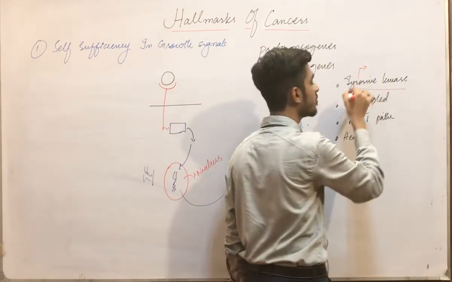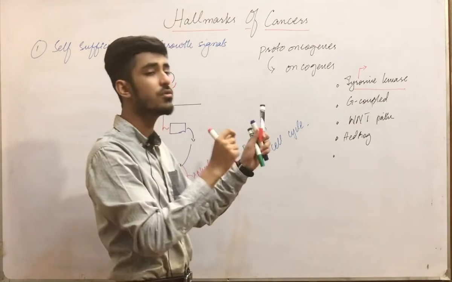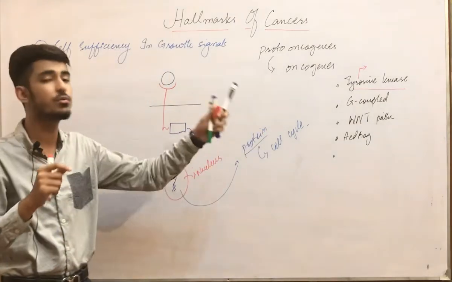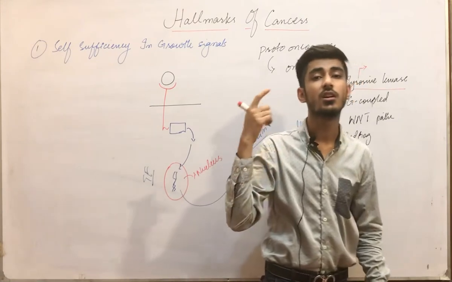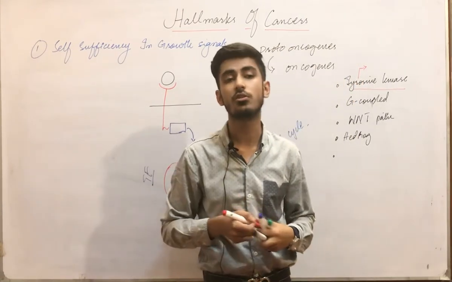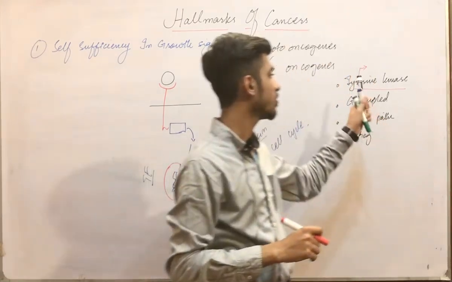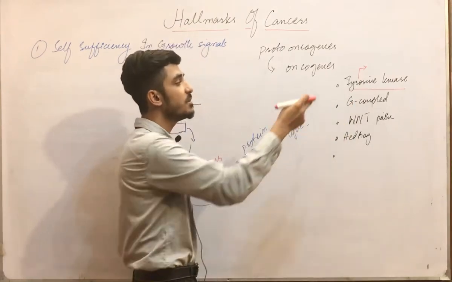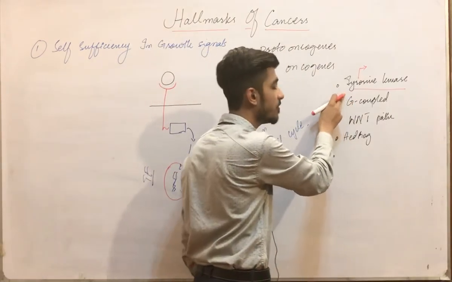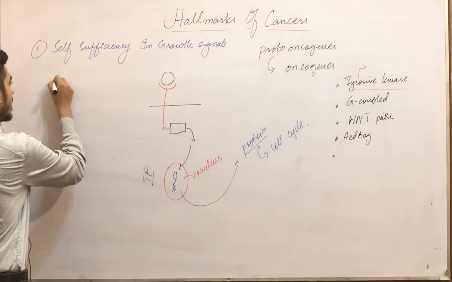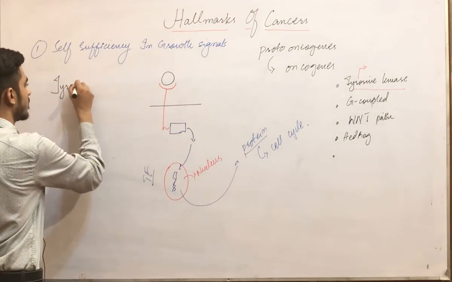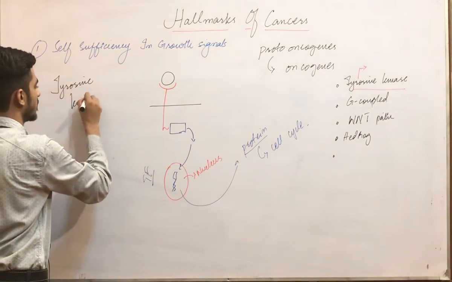And why is this most important? Because this is the most common pathway that is mutated, and that is the most common cause of human neoplasm. Clear? Most common cause of human neoplasm. That's why we will be studying this tyrosine kinase pathway in detail. Clear? So first of all, I will be studying the tyrosine kinase pathway.